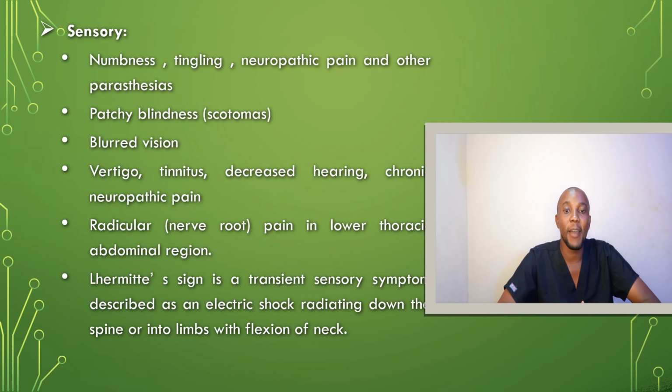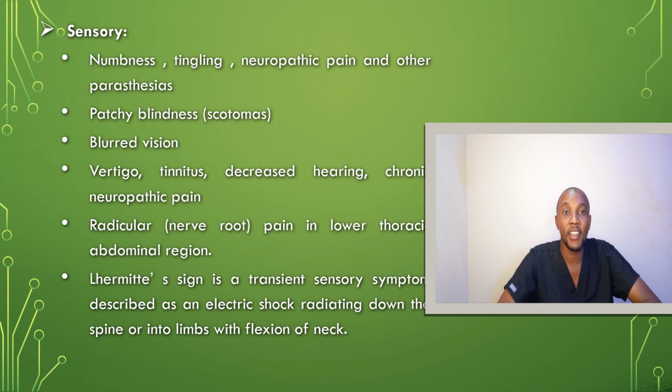Sensory signs, a patient can have numbness, tingling, neuropathic pain, and also paresthesias. Patchy blindness can also occur, or what we call scotomas. A patient can also experience blurred vision. A patient can also experience vertigo, tinnitus, decreased hearing, and also what we call chronic neuropathic pain. A patient can also present with radicular, or nerve root pain in the lower thoracic abdominal region.